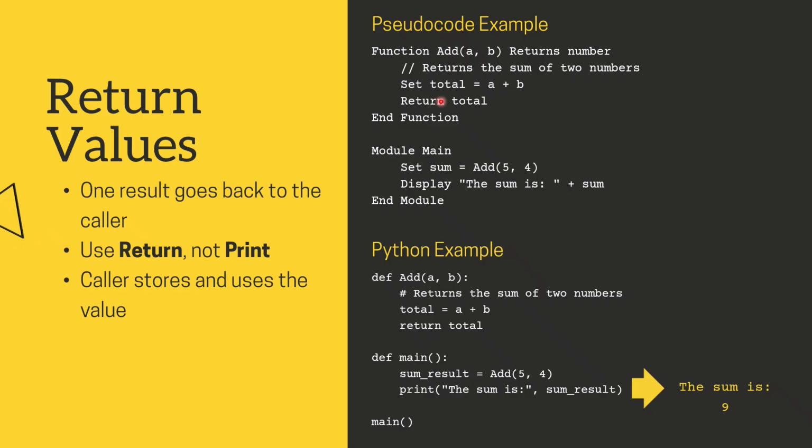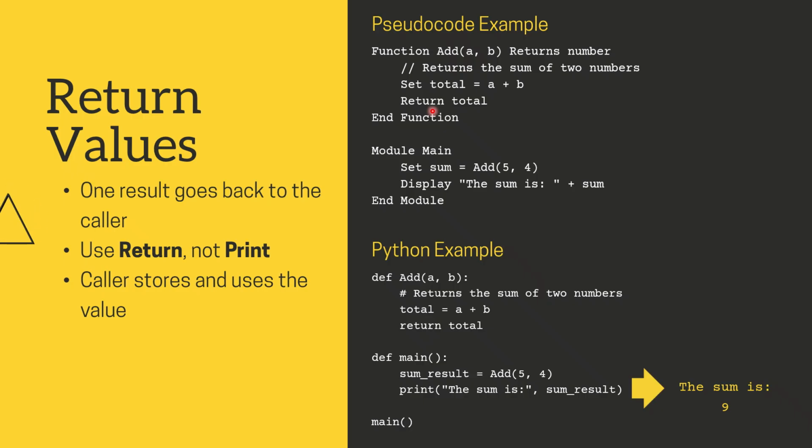Some of the mistakes that I see with this is forgetting to return, then wondering why the caller didn't receive anything. Another mistake is using print inside of the function instead of returning. Printing is an output for the user. Return is the output for the program.